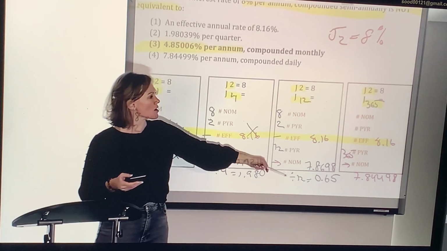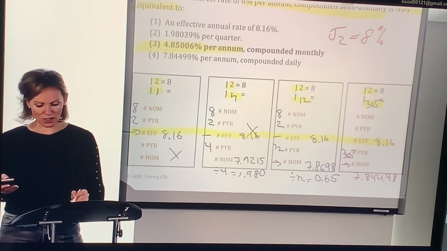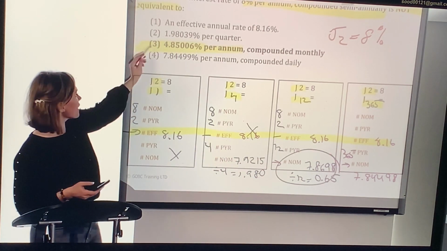So option number 3, this one is the one that did not match, right? So this is the one that did not match, and for that reason, it becomes the answer.